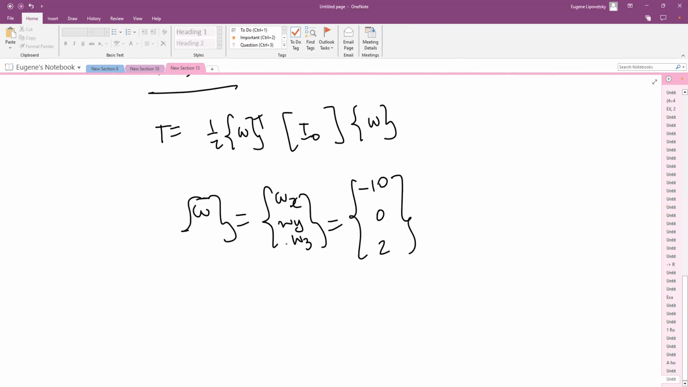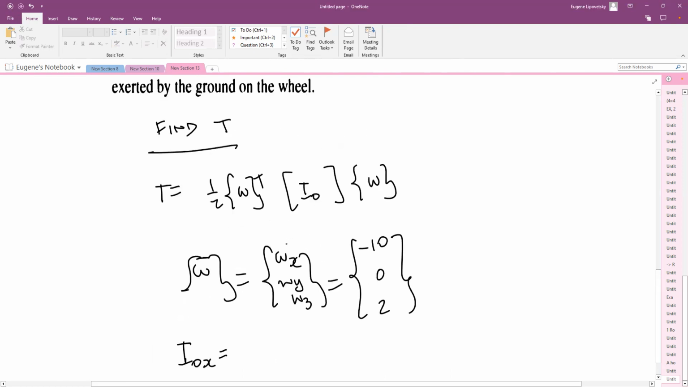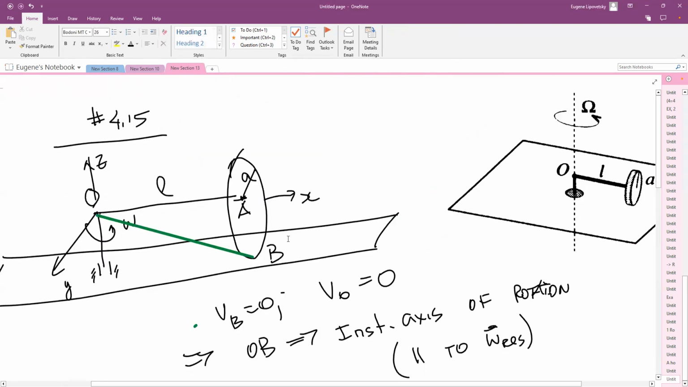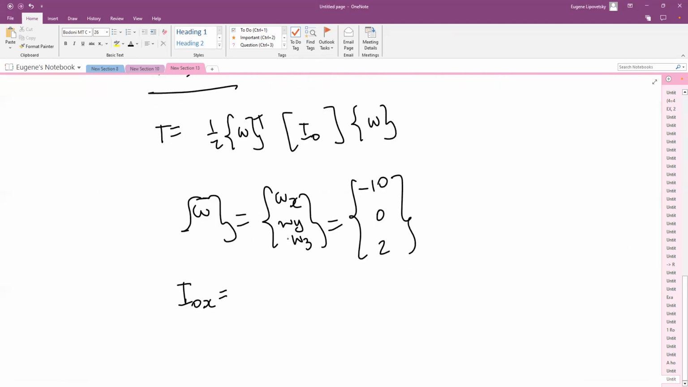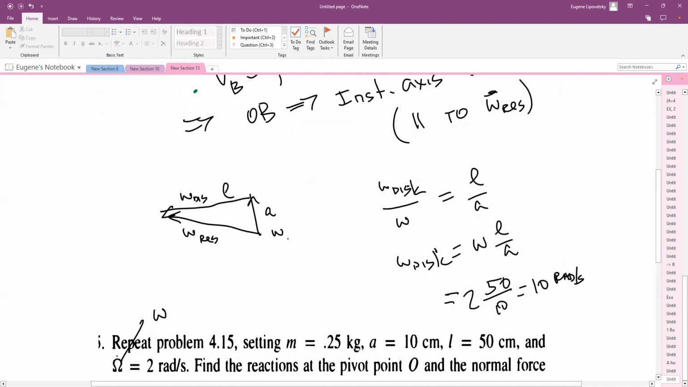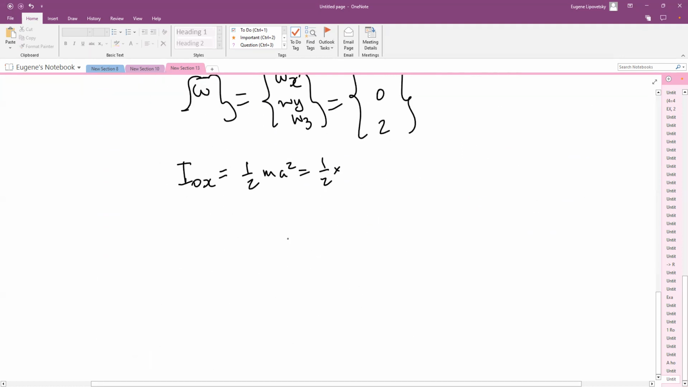All right. Now I about O, I of x equals, it's just going to be disk. It's going to be 1/2 of m a squared. It's going to be 1/2 of m, and the mass is 0.25 kilograms. And the A is 10 centimeters, so that's going to be 0.1 squared.